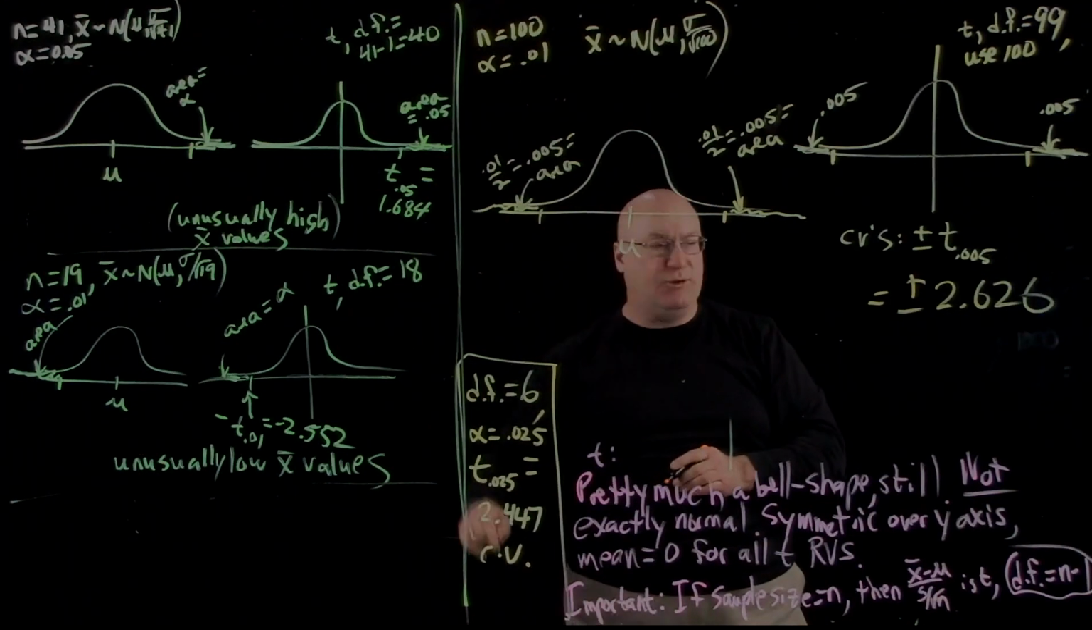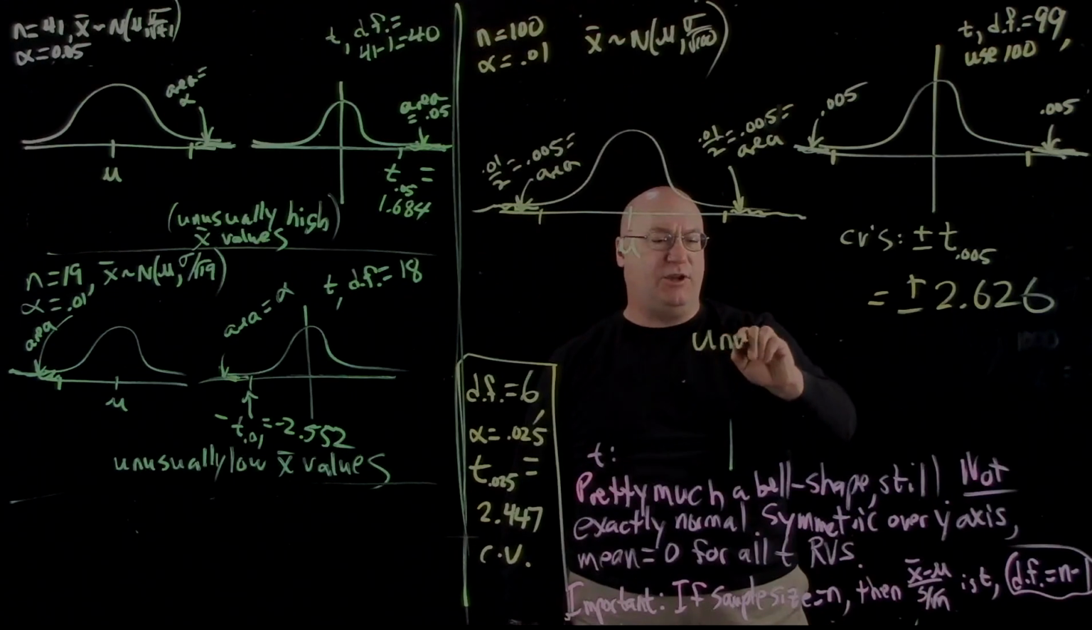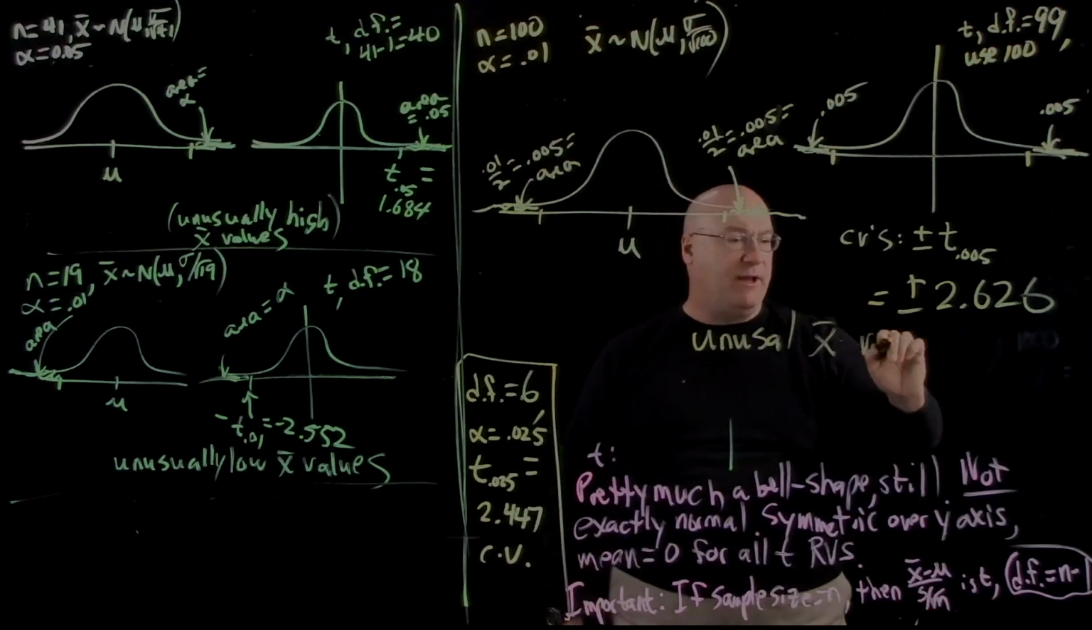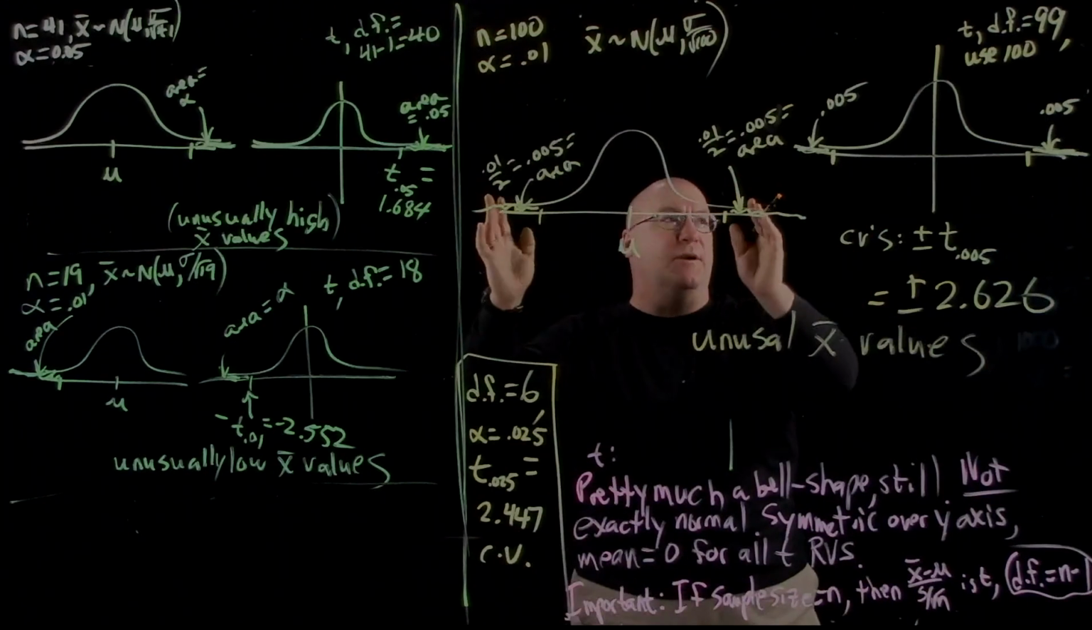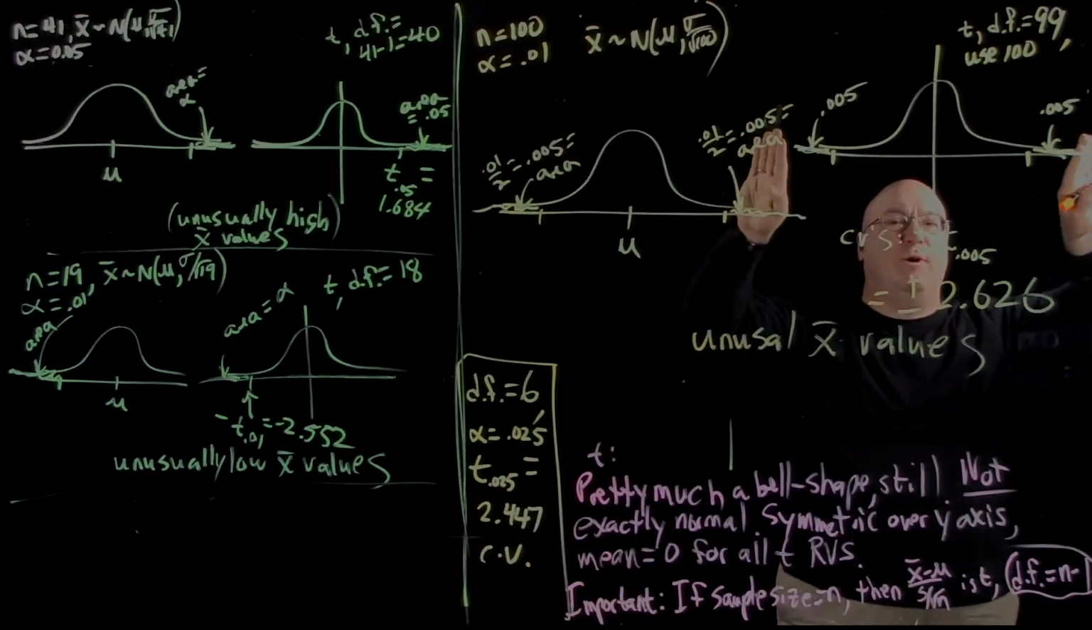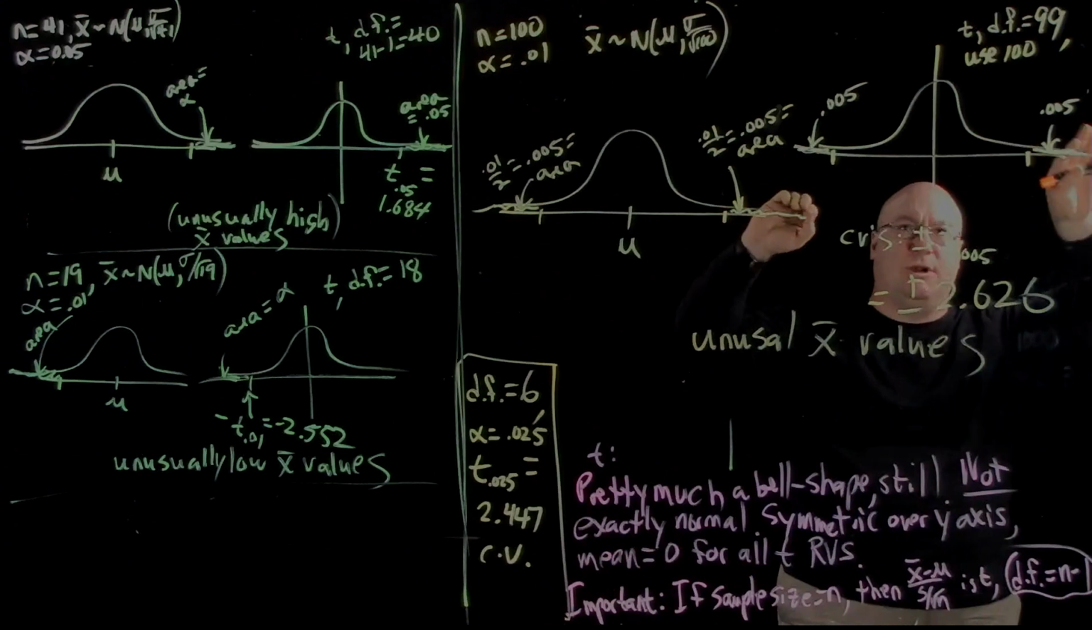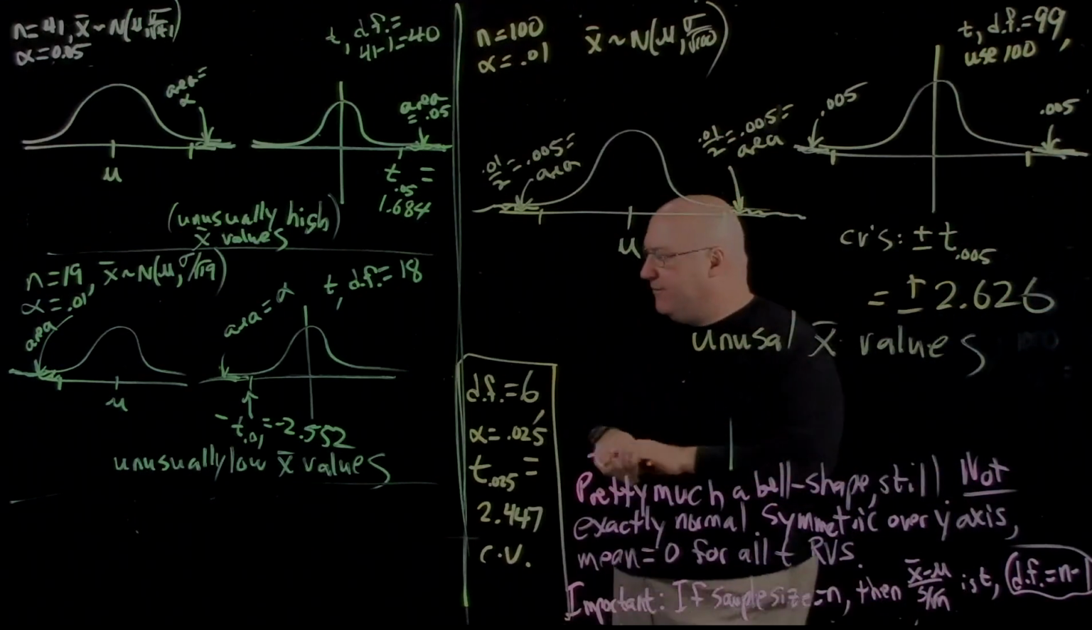All right, and so in this case, over here we just have unusually high X bar values. Here we have unusually low X bar values. Here we just have unusual X bar values, right? They're far away from the mean if they're out here. Their t-score is far enough away from 0 that we call them unusual, whether they're out here or out here. All right, we'll stop there.